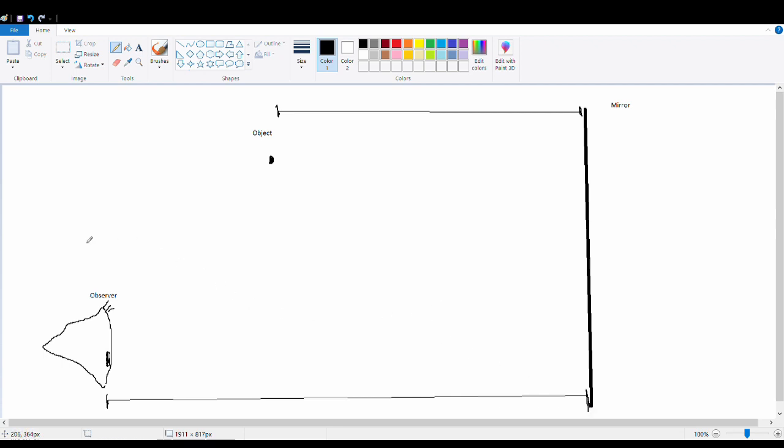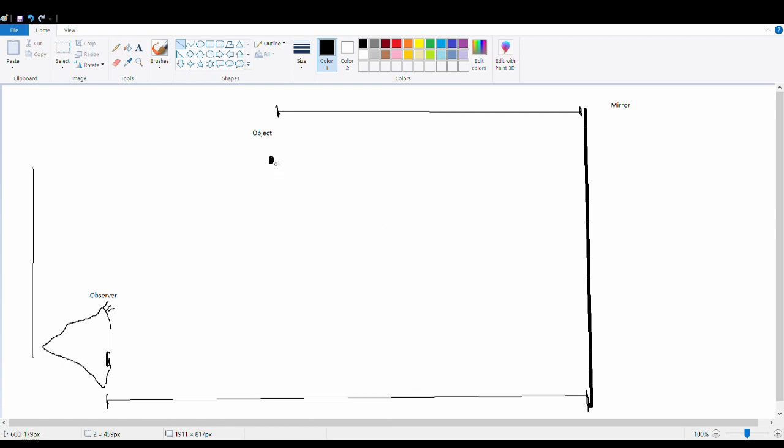Now, the distance between the object and observer is going to be like this. Now, we know that the angle that starts from the object and hits the mirror with the normal will have to be the same angle as the ray that gets reflected from the mirror and goes to the observer with the normal. Now, we have to find out.